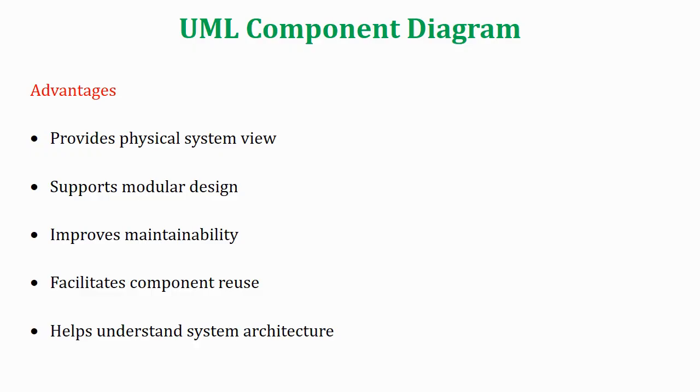The next one is, it facilitates component reuse. So the component can be reused. Suppose the component is common, in that case we can reuse the component, and it helps to understand the system architecture. So this is the way we can understand the system architecture very efficiently.